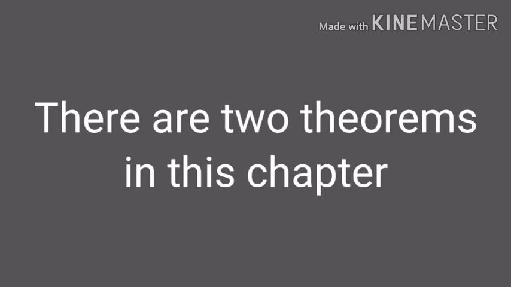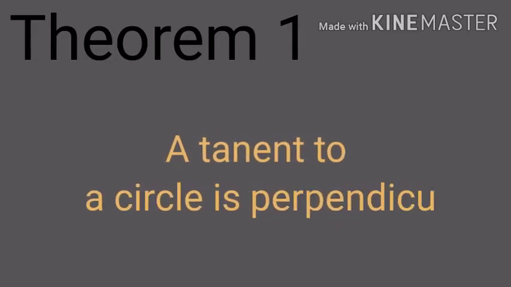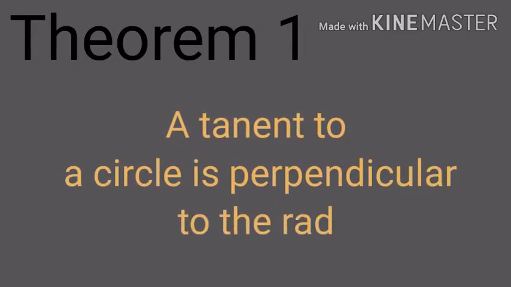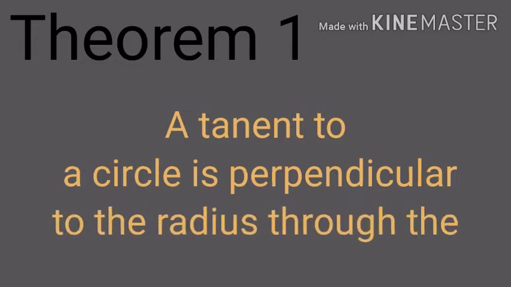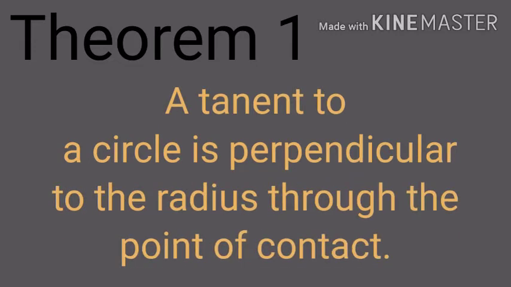There are two important theorems in this chapter. One of them is theorem 1. A tangent to a circle is perpendicular to the radius through the point of contact.